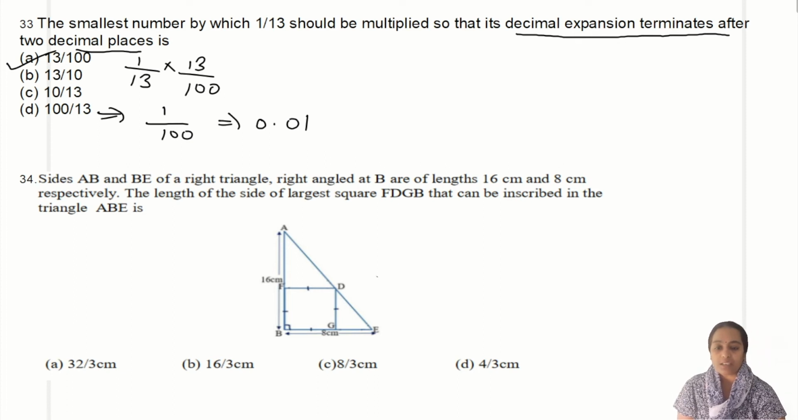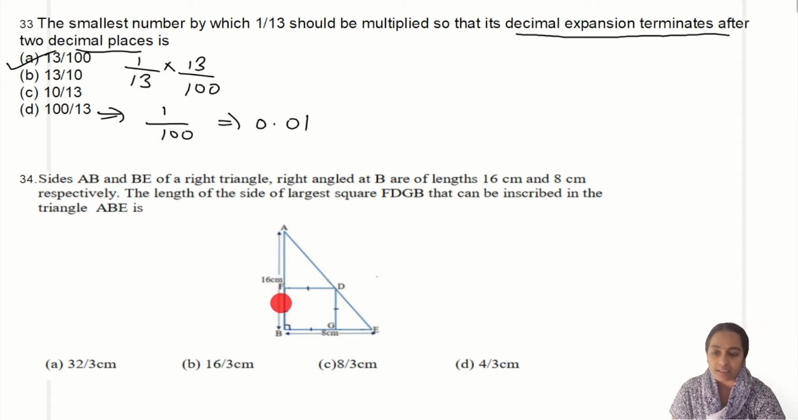34th question, sides AB and BE of a triangle. Look at the triangle, children. You have the triangle ABE there. The right angle is there at B. The side AB is of length 16. Side BE is of length 8 centimeter. The question asks for the length of the largest square that can be inscribed. Basically, the side of the square is asked in the question.